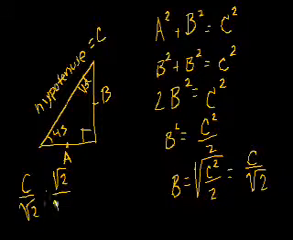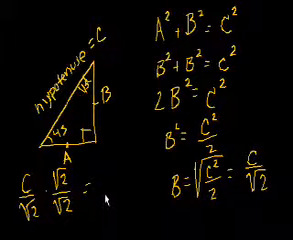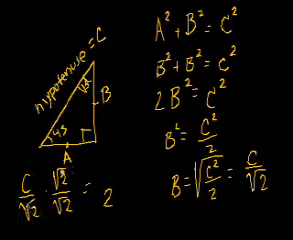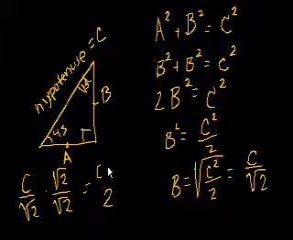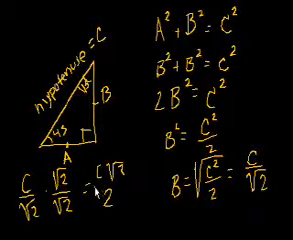Because when you multiply the numerator and the denominator by the same number, that's just like multiplying it by 1. Square root of 2 over square root of 2 is 1. The reason we're doing this is because the square root of 2 times the square root of 2 is 2. And then the numerator is c times the square root of 2.